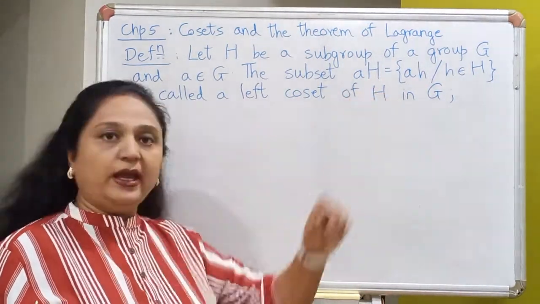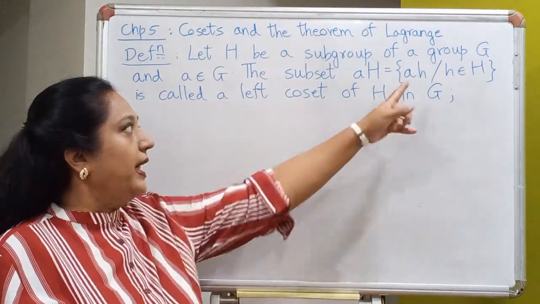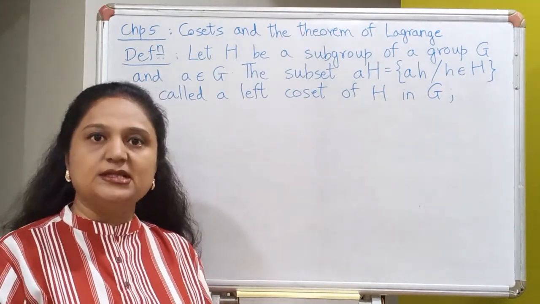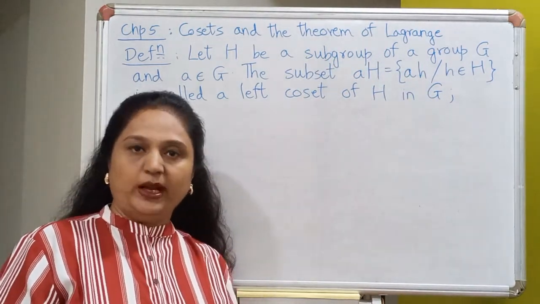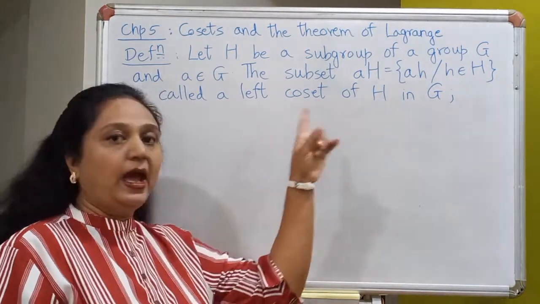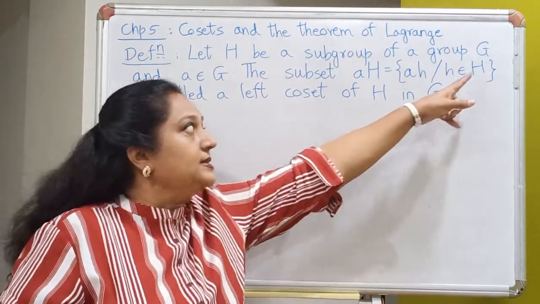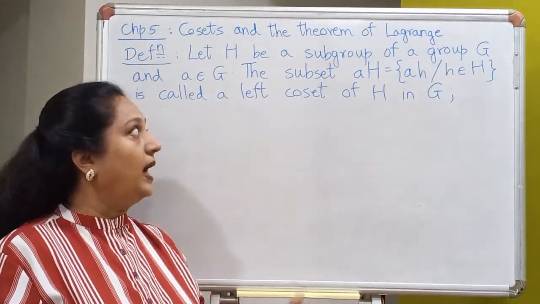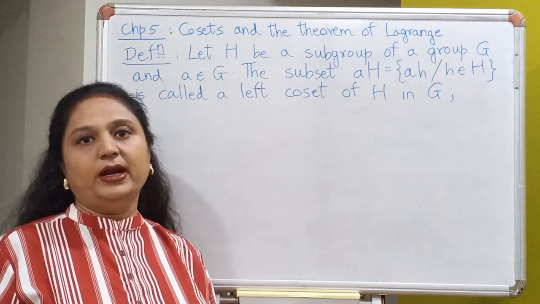So look at this set AH. In this set, I have taken elements of the kind A times H, where H lies in capital H from the subgroup H. So every element in this set looks like a product of two elements, where the first element is specifically A and the second element could be any element so long as it lies in the subgroup H. So in other words, we have multiplied every element of the subgroup H from the left with the element A.